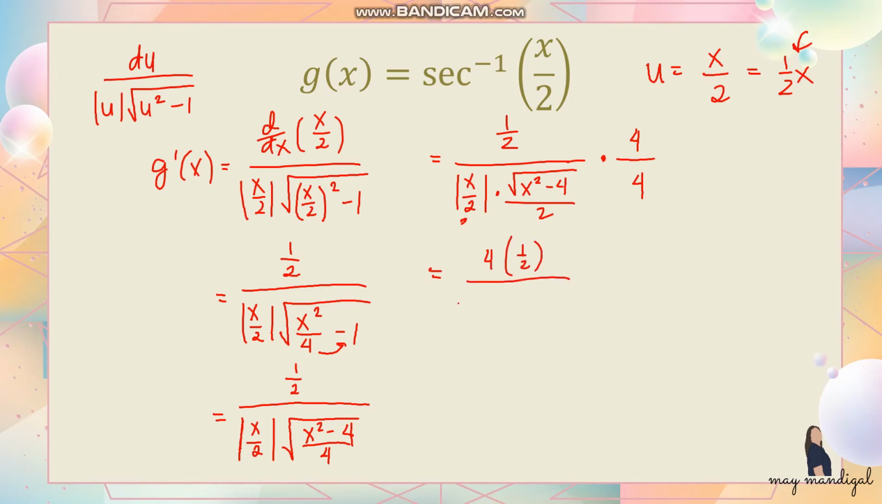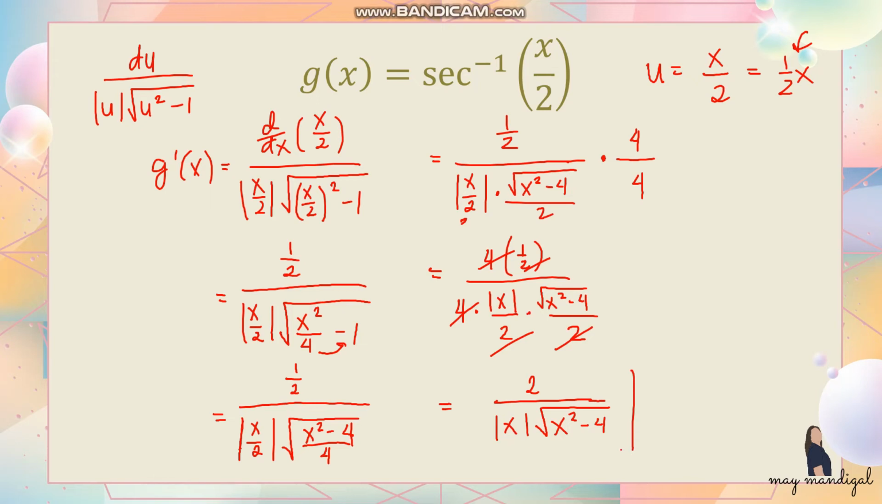And then this one, so you write 4 times, then we have the absolute value of x over 2. So we can just write it as like this. Times, and then x squared minus 4 all over 2. So we can cancel this, we can cancel this, so we will end up with 2 over the absolute value of x times the square root of x squared minus 4. And then that's it. That is now our final answer. So that is now the derivative of our arc secant of x over 2.